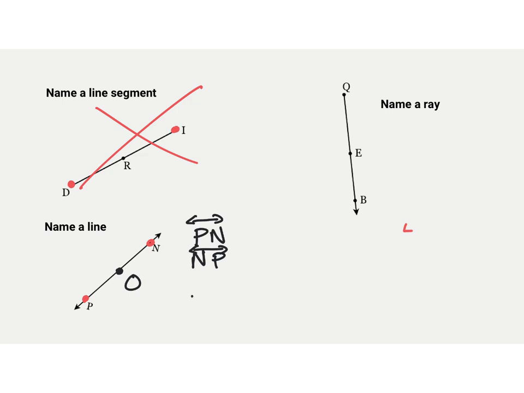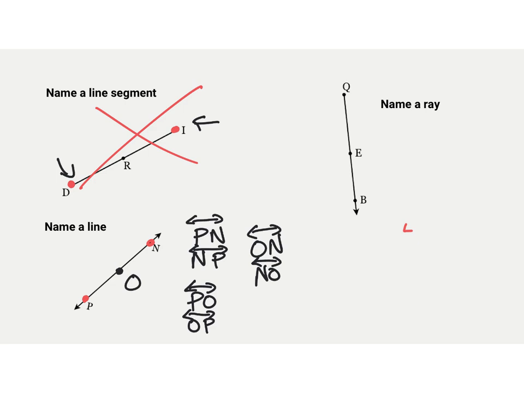You can also say PO or OP because those points are on that infinite line. And lastly, you can say ON or NO. 6 ways to name the line. Notice it's different than the line segment where you have to name it by its endpoints.